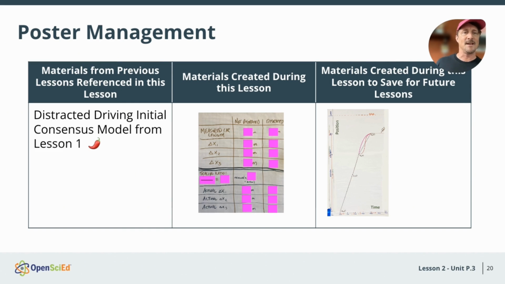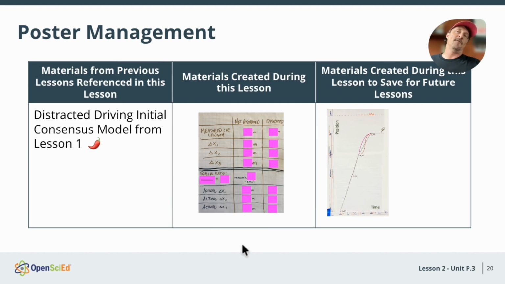A little spicy hot take from me: this consensus model that we make in lesson one, I haven't found it to be that useful. I've skipped this consensus model in lesson one and I haven't missed it actually. So we'll be making so many chart paper resources in this unit. This one from lesson one is one that I'm okay letting go.